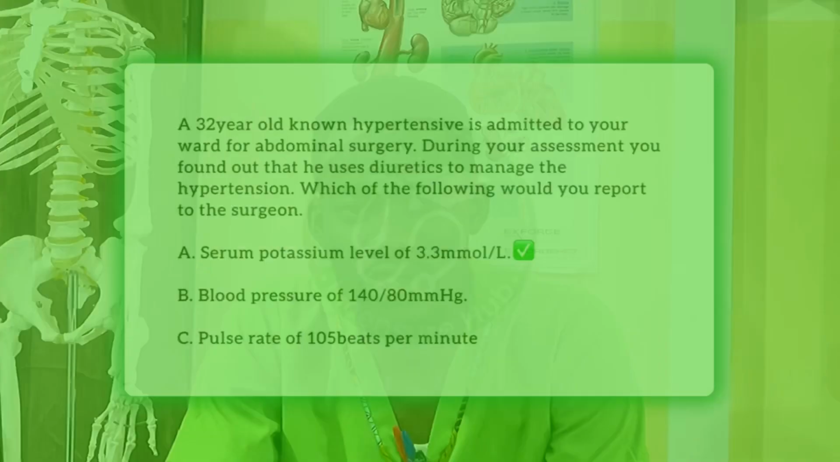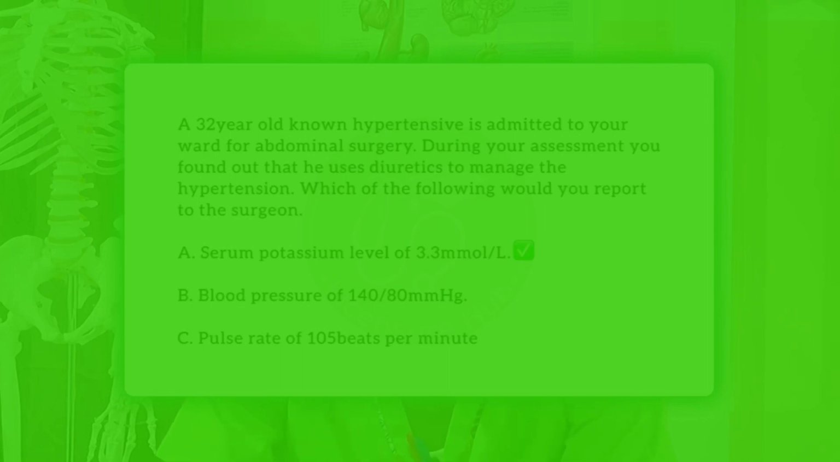It can affect how the heart works, it can affect how your muscles work, because potassium is needed for various functions in the body, such as cardiac activity. And so looking back at the question on the screen, you will see that option A, serum potassium level of 3.3 millimoles per liter, should quickly be reported to the surgeon.